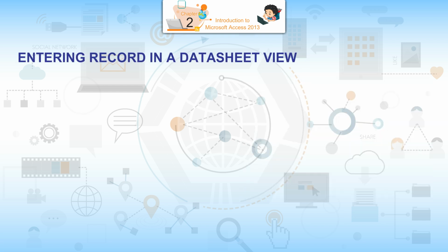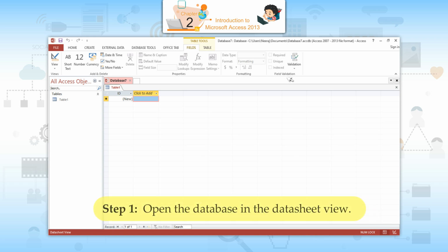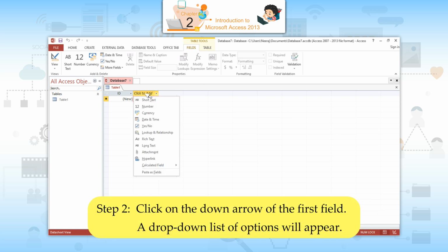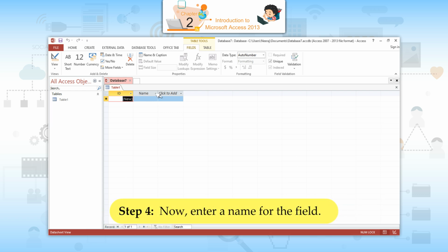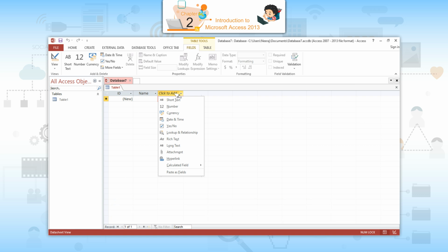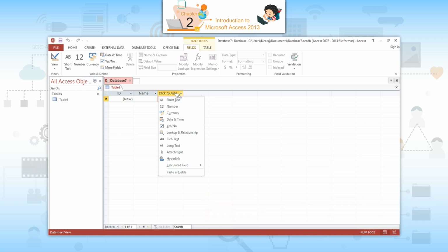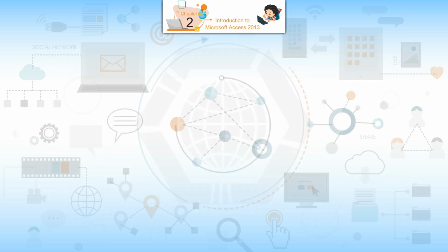Entering record in a datasheet view. Follow the given steps to enter record in a datasheet view. Step 1. Open the database in the datasheet view. Step 2. Click on the down arrow of the first field. A drop-down list of options will appear. Step 3. Click on the type of data you want to enter in the field. Step 4. Now enter a name for the field. Step 5. Repeat steps 2 to 4 till all the fields are named. Step 6. Now enter the required data in all the fields.